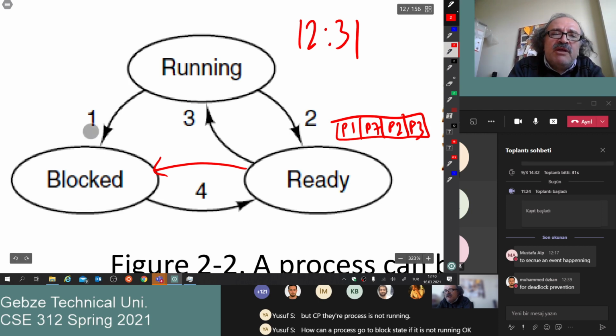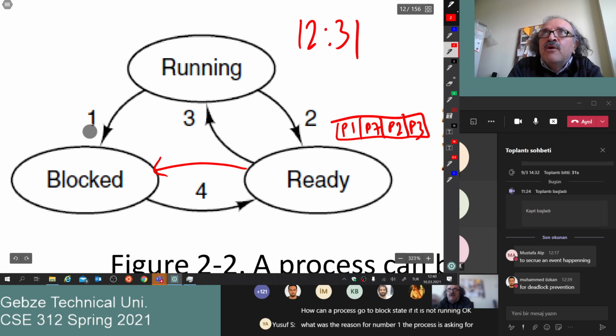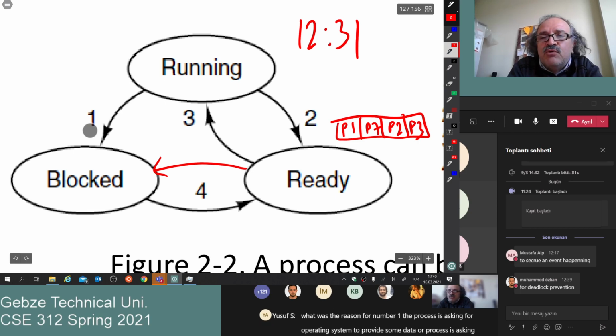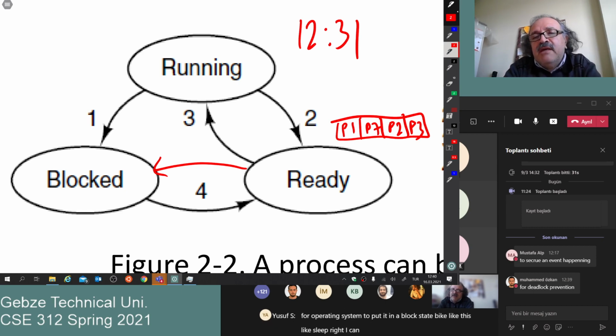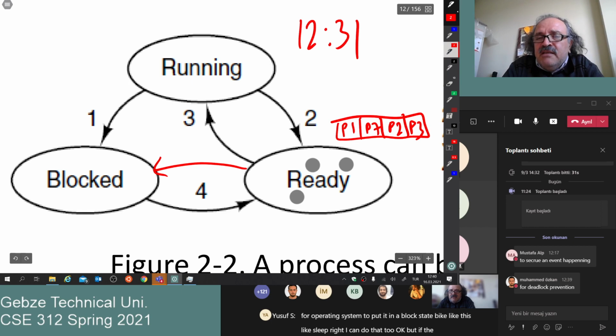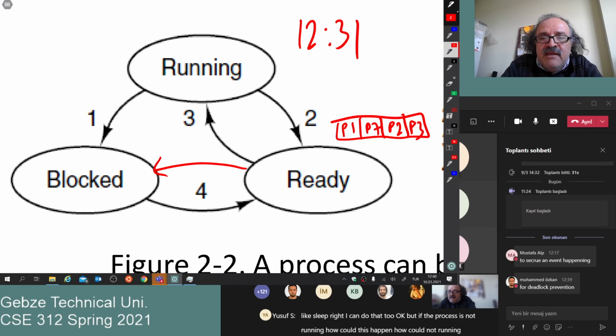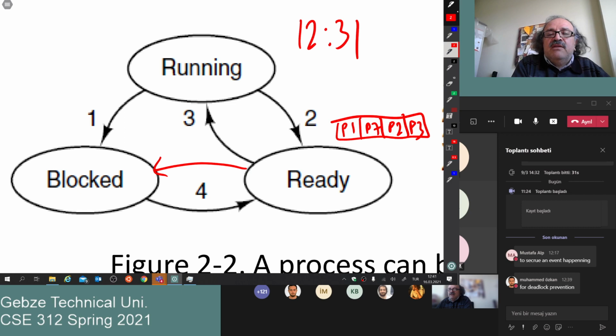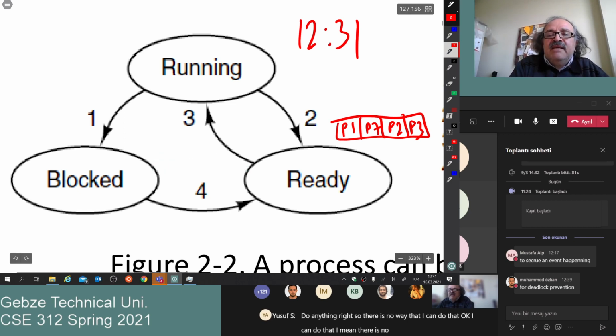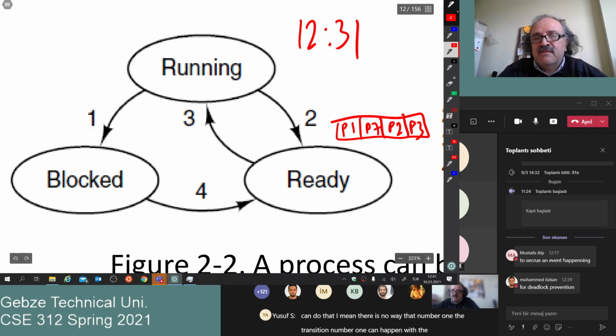Okay, what was the reason for number 1? The process is asking the operating system to provide some data, or the process is asking the operating system to put it in a blocked state, like sleep, right? I can do that too. But if the process is not running, how could this happen? How could a not running process ask for the operating system's help, or do anything? So there is no way that transition number 1 can happen with the ready status.